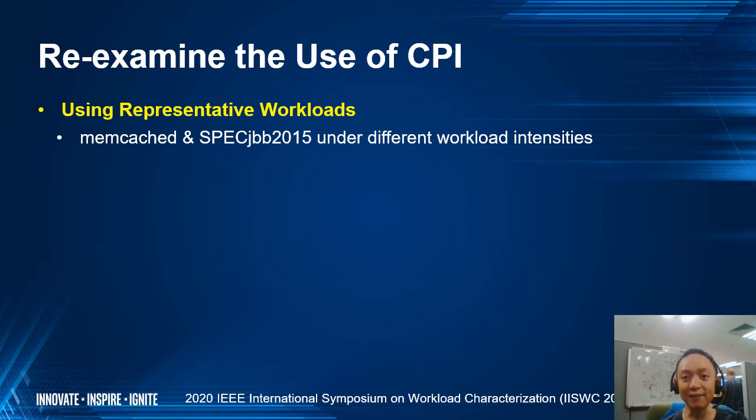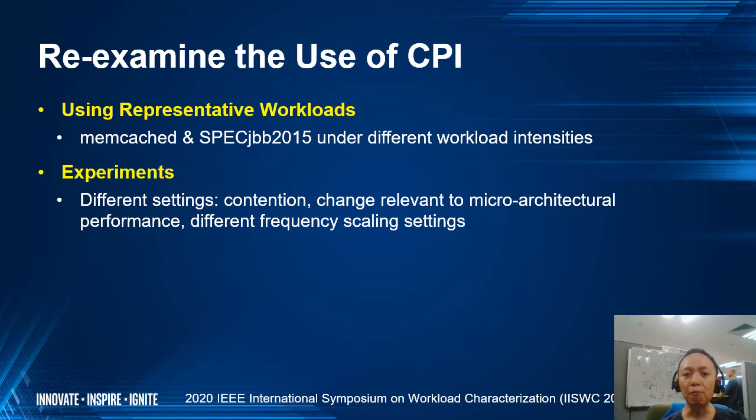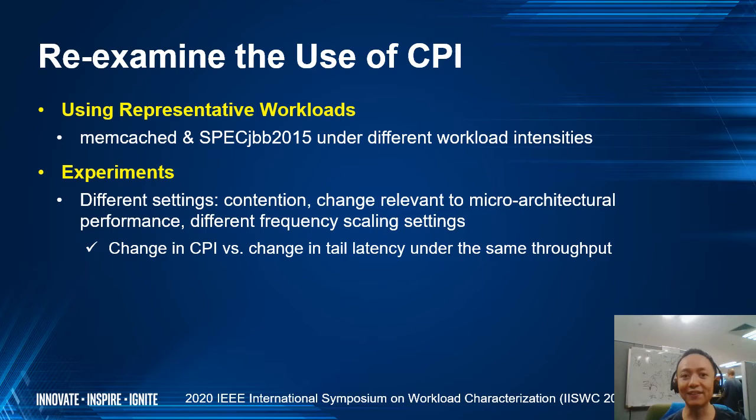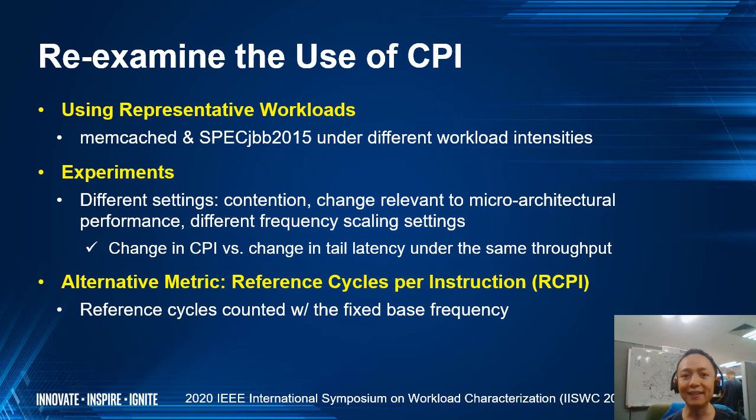Here we re-examine the use of CPI using two representative workloads, Memcached and SPECjbb, under different workload intensities. We involve different settings: contention, changes relevant to microarchitectural performance, and different frequency scaling settings. We examine the change in CPI versus that in tail latency under the same throughput. An alternative metric, RCPI, is introduced, where cycles are counted with the fixed base frequency.